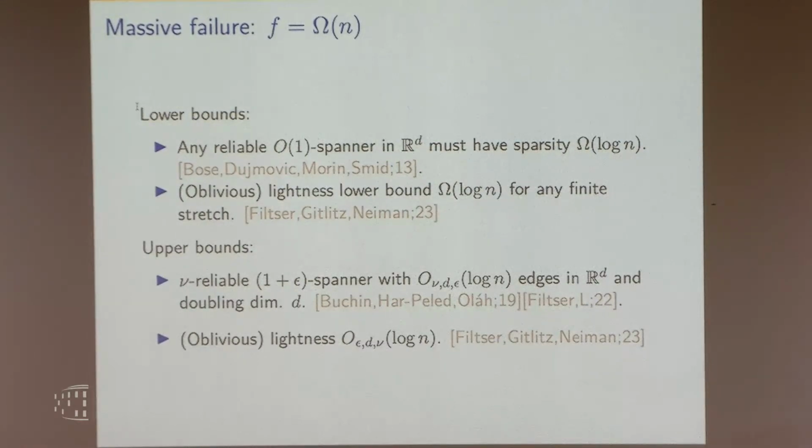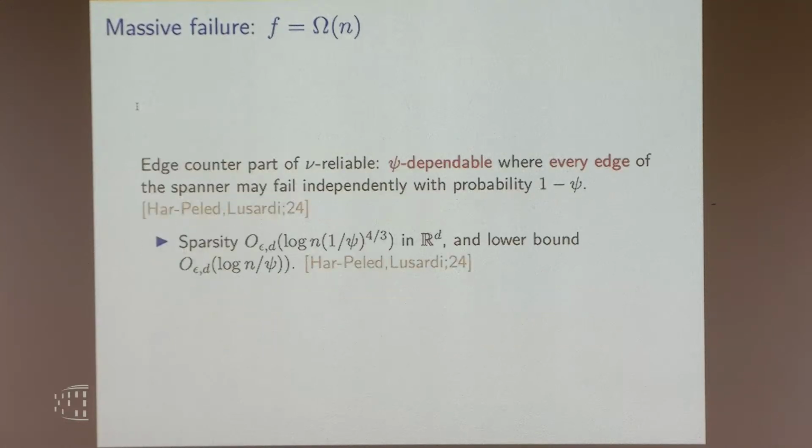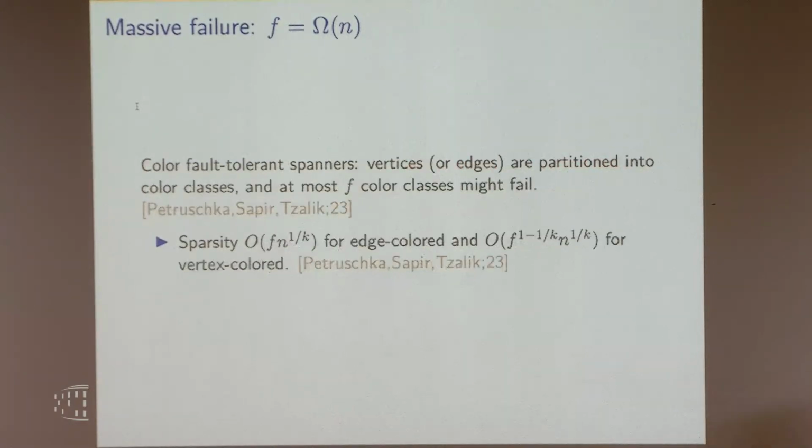And then also you can ask the question of light and sparse, and that is all about lightness and sparsity as well. And another model of fault, the reliable spanner that I told you about, where in this model the points are faulty. But here there's another model where the edges are faulty. It's sort of like the edge counterpart of reliable. It's a very new paper where after you build a spanner, some of the edges could fail with a certain probability. But I wouldn't go too deep into that. It's just saying that there is an edge counterpart version of this thing.